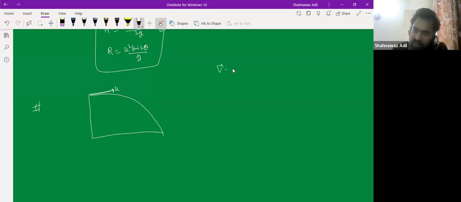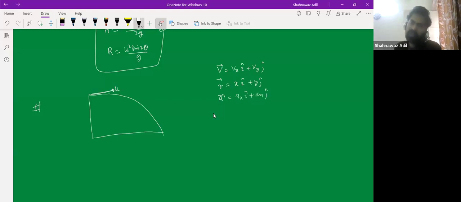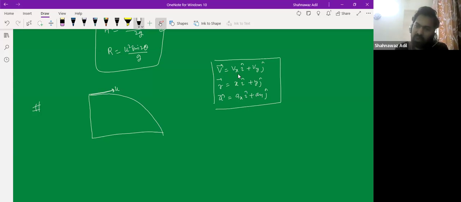Velocity has two components, Vx i, Vy j. Distance, let me write it as r, has two components, x i and y j. Acceleration has two components, ax i, ay j. So all these parameters have two components. But for the acceleration part, we know that in the x direction you don't have any acceleration. Only you have ay, which is g, right?